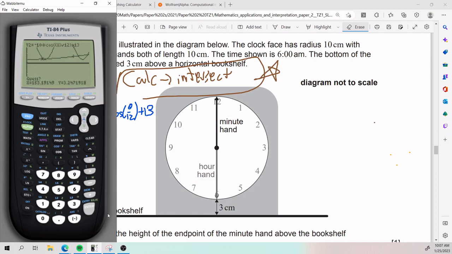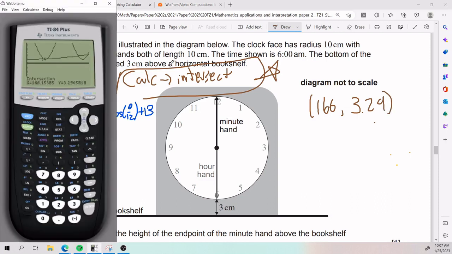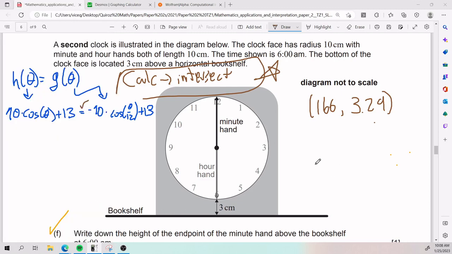So I'm going to go ahead and pop it over here, and we get an answer of 166, comma 3.29, right? Now let's hold that thought for a second. Go for the one that's right next to it, and the one right next to it is 196, comma 3.4. Now, it's always very important to interpret the context of your answers, right?